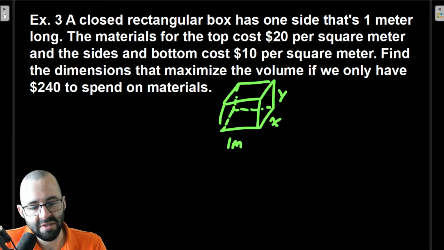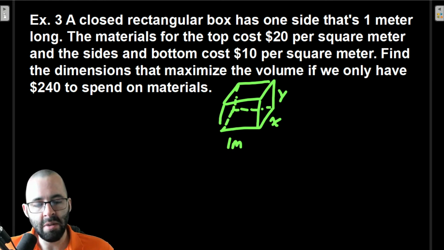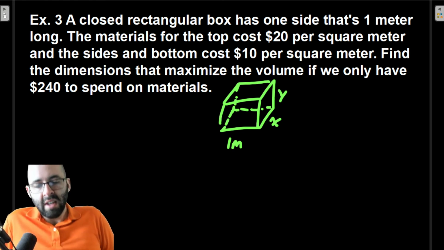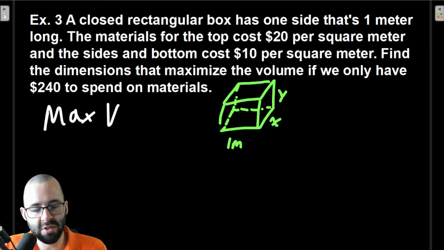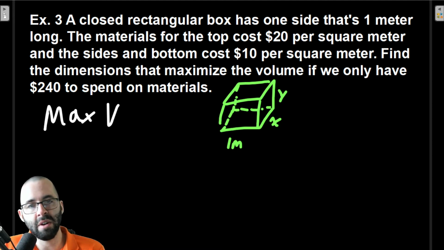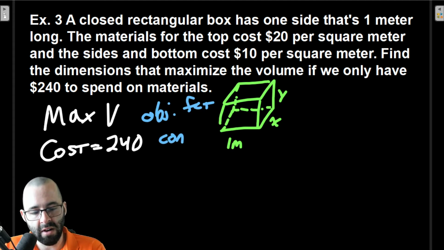So we have some costs. The materials for the sides are going to cost something. The material for the bottom and the top are going to cost something. And we want to maximize the volume. So that's going to be our objective function. We're maximizing the volume. What is our constraint? Is that we only have $240. The cost equals 240. We have our objective function and our constraint.